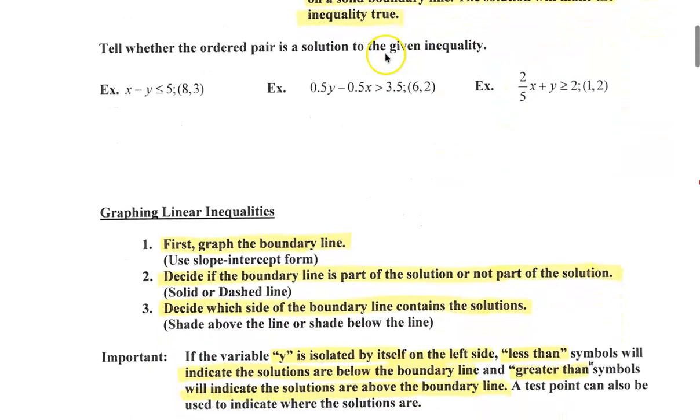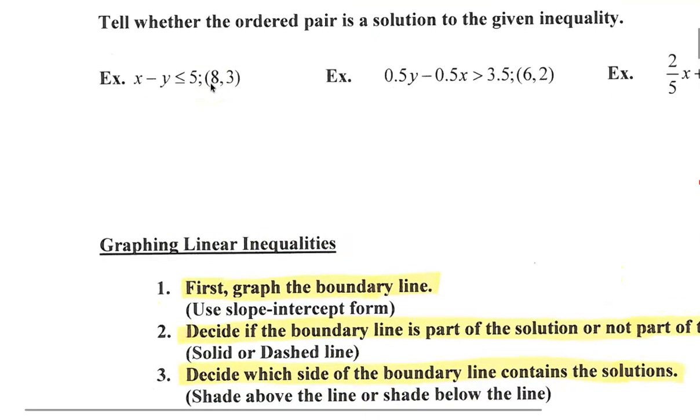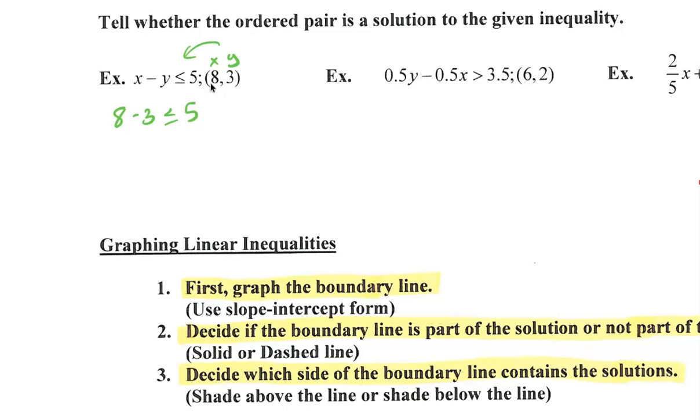One way to check, if I give you an ordered pair, how do you check if it's inside the inequality? Just substitute it in and see if it holds true. So like here, this is x minus y is less than or equal to 5. Our x is 8, our y is 3. So let's substitute it in. 8 minus 3 is less than or equal to 5. 8 minus 3 is 5. 5 equals 5. That's true. Could you be less than or equal to 5? Yes. So this is inside. (8, 3) is a solution.